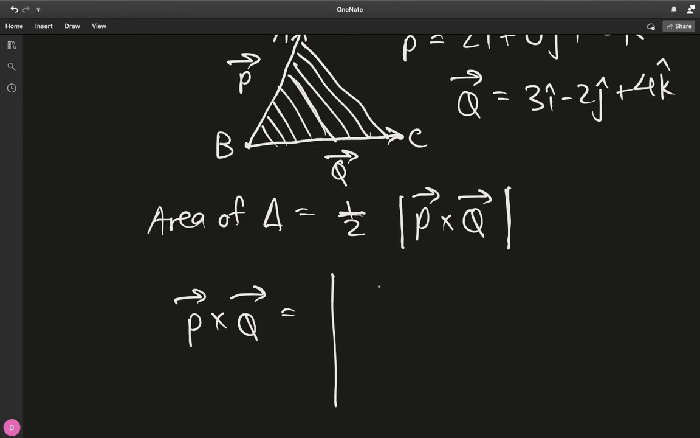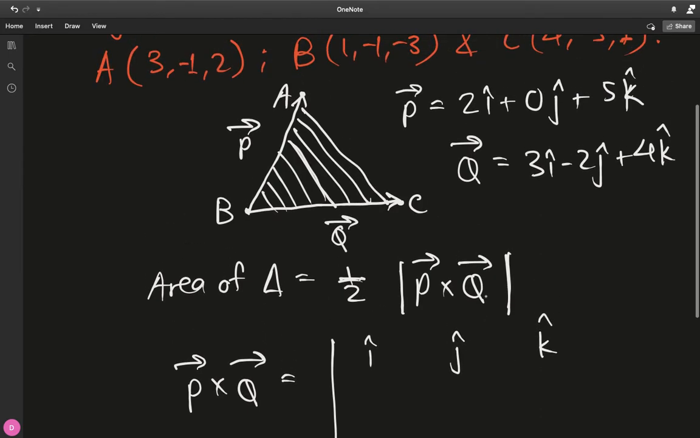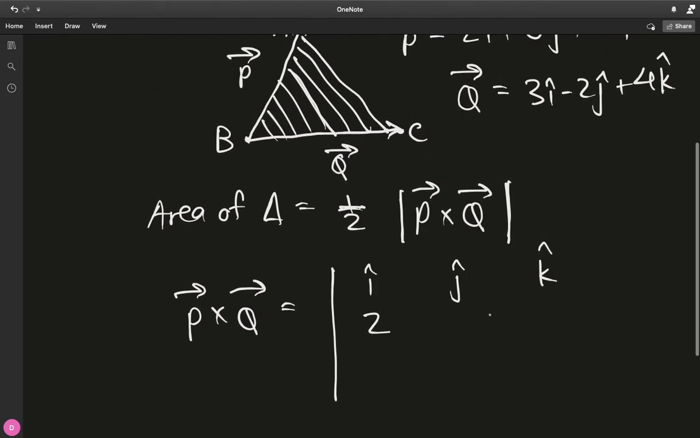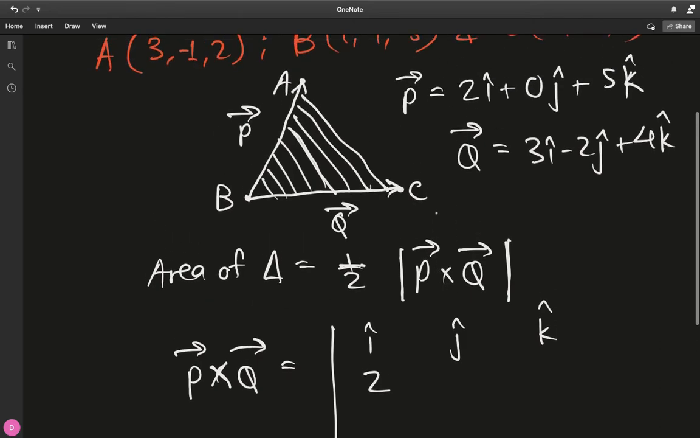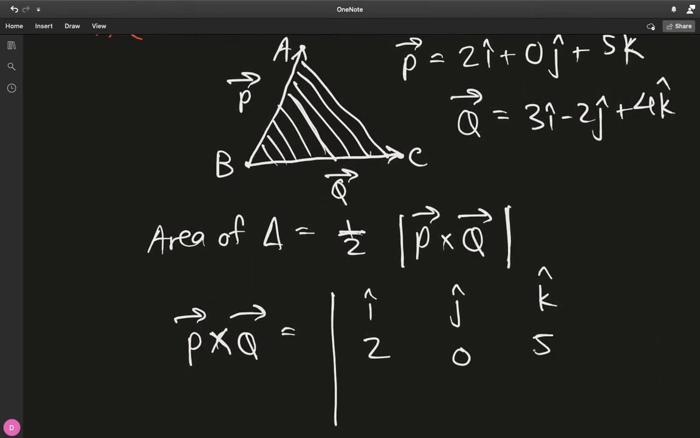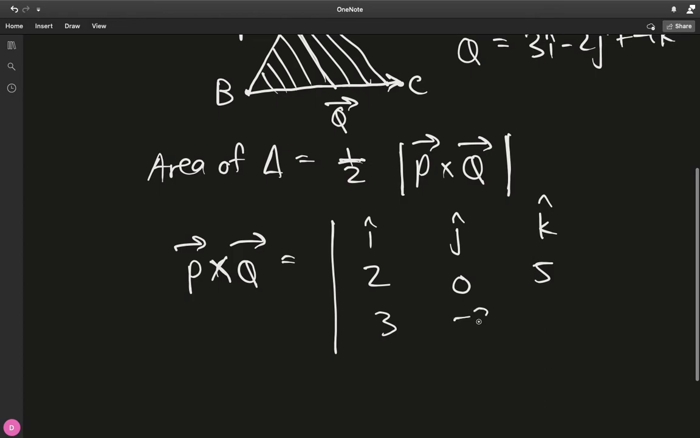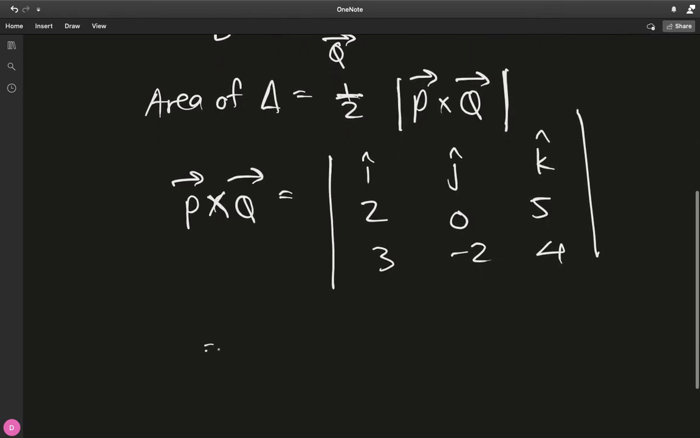So what you have is i cap, j cap, k cap, then first the P vector, obeying the order. Again, the order doesn't matter here because anyways we want to find the magnitude. 2, 0, 5, 3, -2 and 4. So what we're going to do is cover up this row and this column.